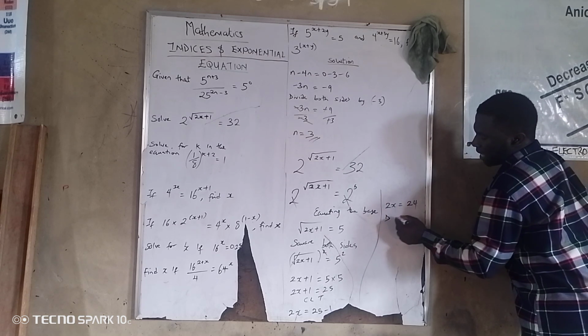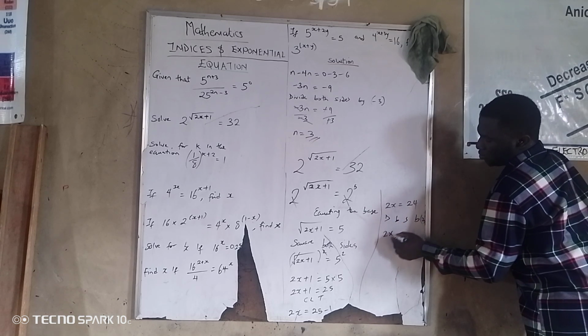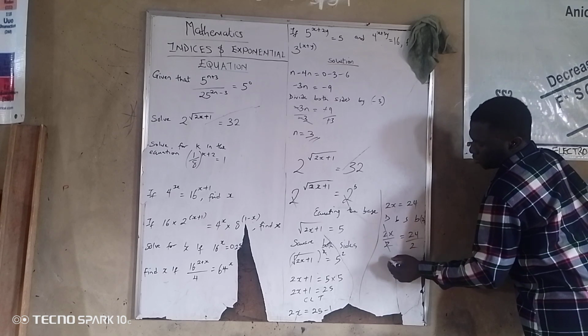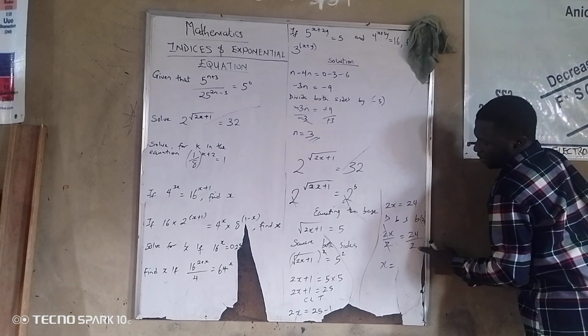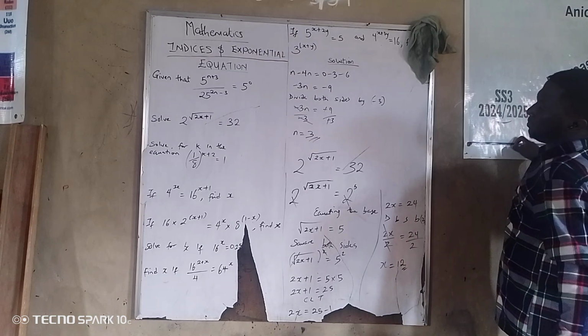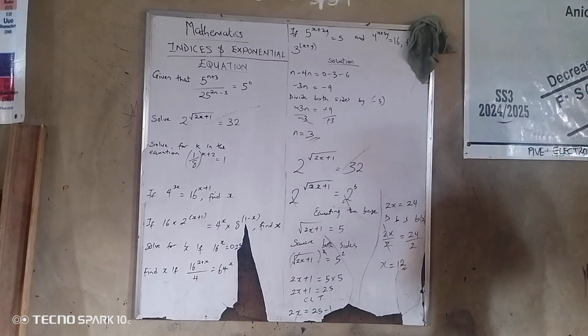Now you divide both sides by 2. When you divide both sides by 2, you have 2x over 2 equals 24 over 2. So that 2 cancels 2, and x is 24 divided by 2, which is 12. So the value of x in this question is 12. So that's that.